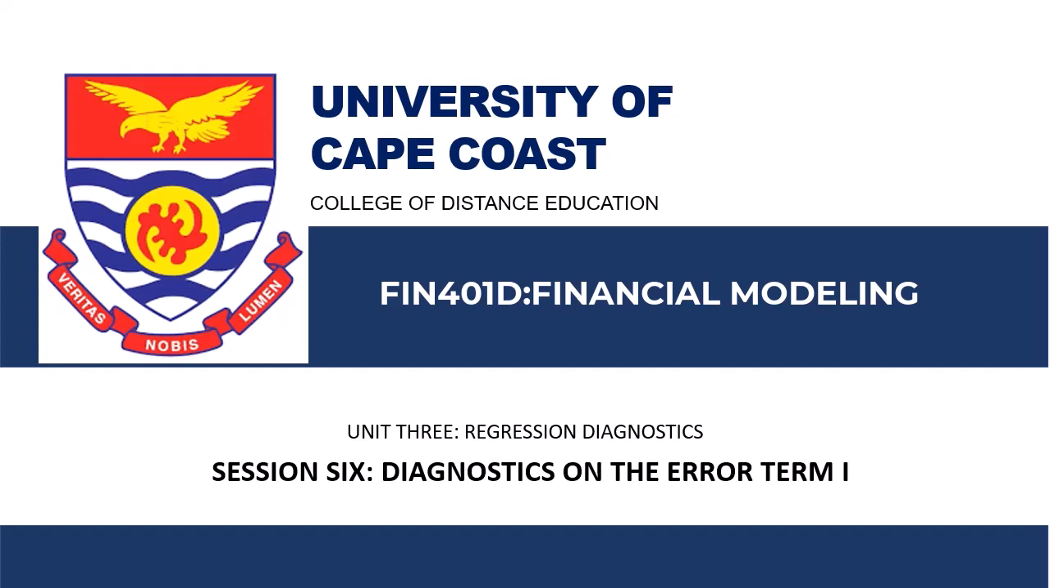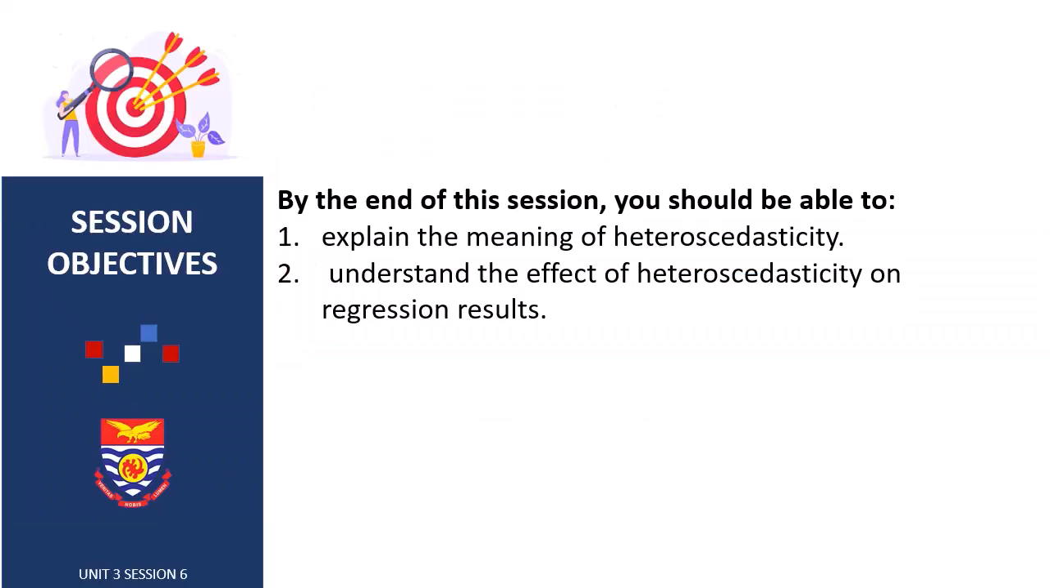In Session 6 of Unit 3 of this course, we are going to consider diagnostics on the error term. We have earlier considered the diagnostics on the explanatory variables, or the regressors. In this session, we are considering the diagnostics on the error term, which is also one component of our financial model. By the end of this session, you should be able to explain the meaning of heteroscedasticity as it applies in regression models and also understand the effect of heteroscedasticity on the regression result.